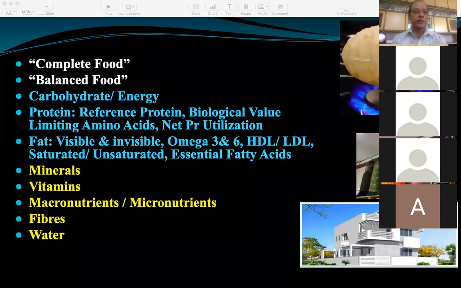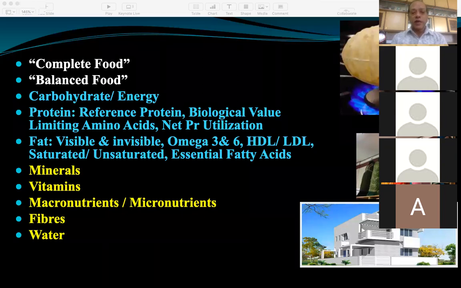Visible fat means the food which is visible to us as a fat, like oil, ghee, butter. These are the visible fats. And invisible fat means the fat which is contained in other foods like cereals, pulses, which also contain some amount of fat.